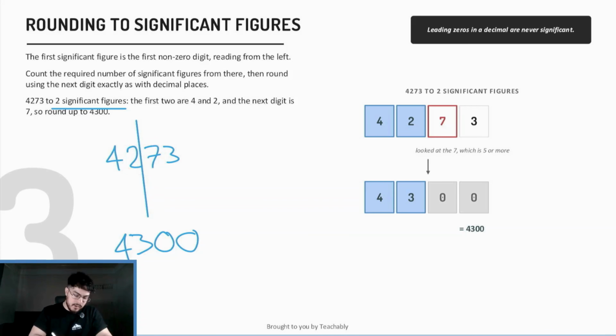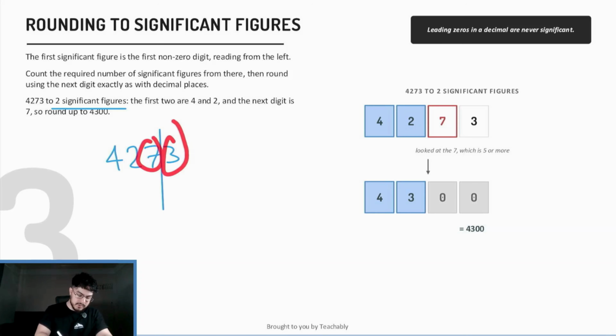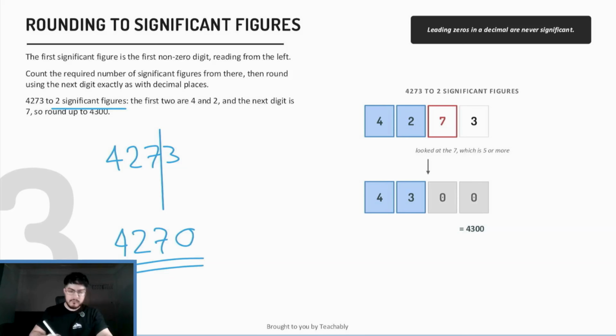Everything becomes 0, and because this is 7, this increases by 1. Okay, now I'm going to do it again, but in that second example, I'm going to say 3 significant figures. The first 3 non-zero numbers, so 1, 2, 3, put a line in the sand, check if this is 5 or more. Nope, it's less than 5, so we don't do anything to this number and this becomes 0. So this will become 4270.